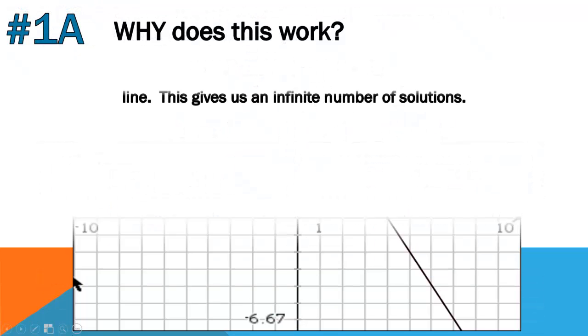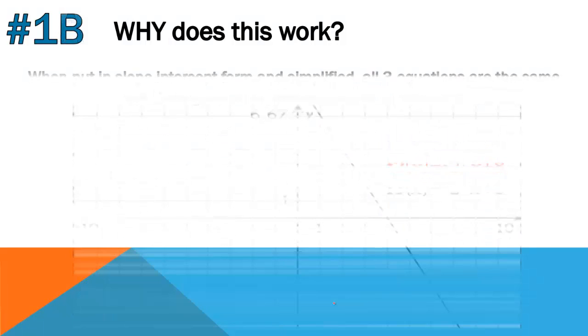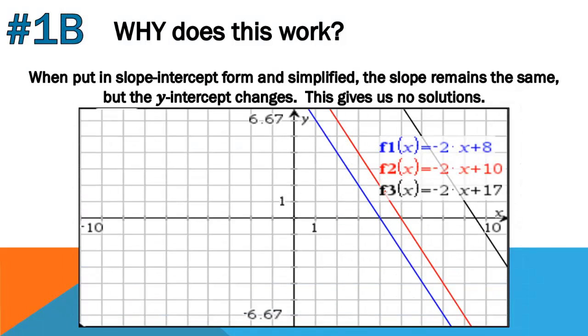So why does this work? Because if we were to put those equations in slope-intercept form, that would give us the exact same line. For the second one, it works because what it would do is create a bunch of parallel lines. They would all have the same slope, but their y-intercepts would be different, as you can see here. So same slope, same slope, same slope, all different y-intercepts.